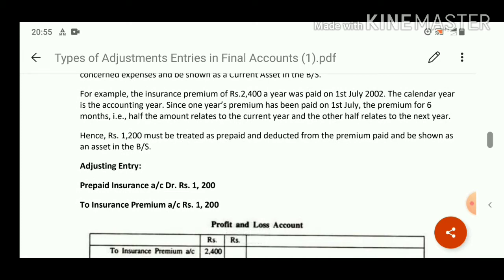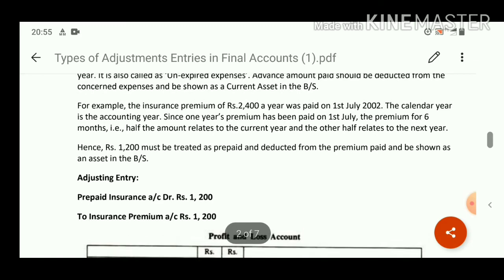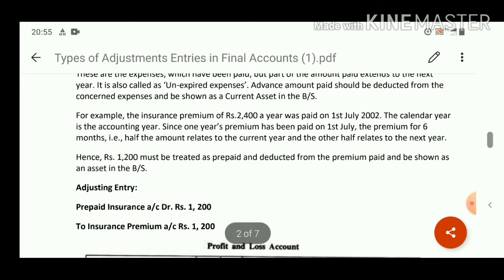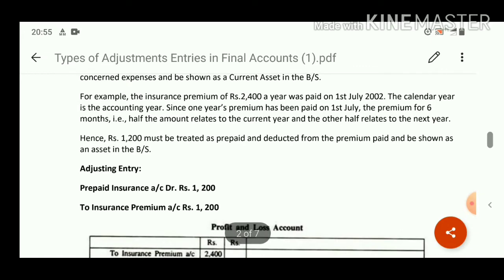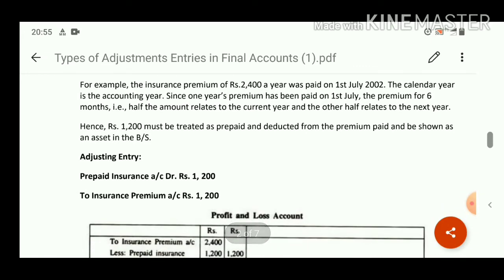I have taken an example: an insurance premium of rupees 2400 a year was paid on 1st July 2002. So the calendar year is the accounting year. The accounting year is 1st of April to 31st of March of the next year. Since the premium is paid on 1st of July, the premium for 6 months, that is half the amount of 2400, which is 1200, is the advance premium.